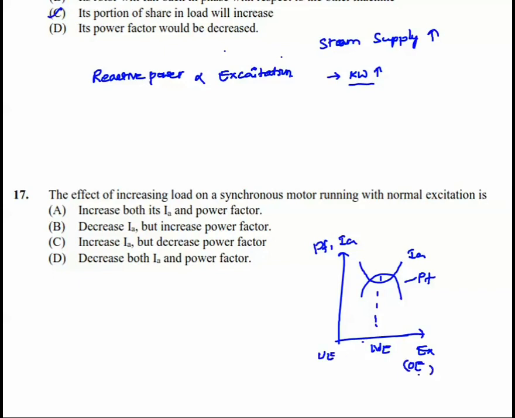Okay, what is happening here? If there is an effect of increasing load, that means simply we are increasing the load on the synchronous motor while running with normal excitation. So normal excitation is somewhere here. Here we are increasing the current value. What about the power factor? So power factor, you can observe it is going to be decreased like this. So the option here is the current Ia increases but power factor decreases. So from these curves.